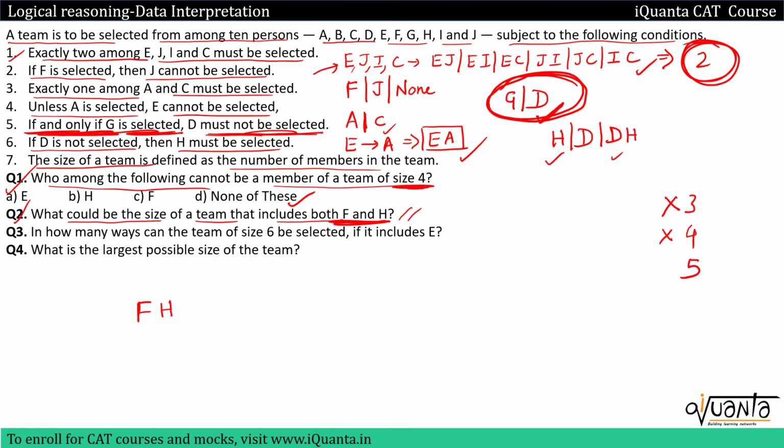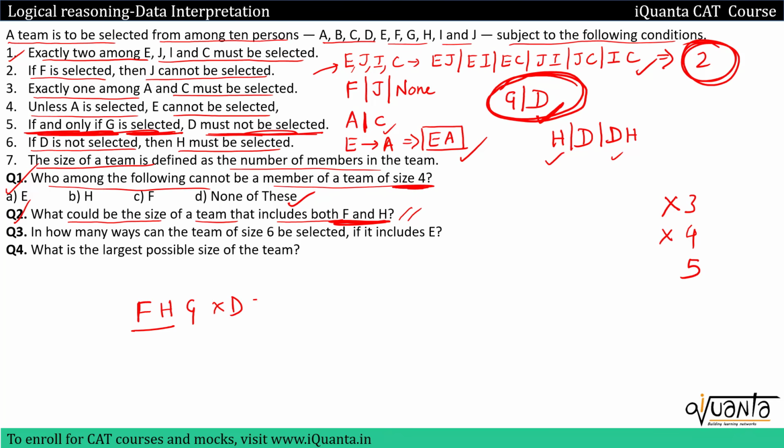If I have to form a team of 5 members, I have selected F and H. Let me select G. If G is selected, D won't be there, so I cannot include D now. I just need 2 more members to form a team of 5. If I select E, I will have to select A as well, and if E is selected, 1 more member out of EJIC must be there. In that case the team becomes of 6, so E cannot be included over here.